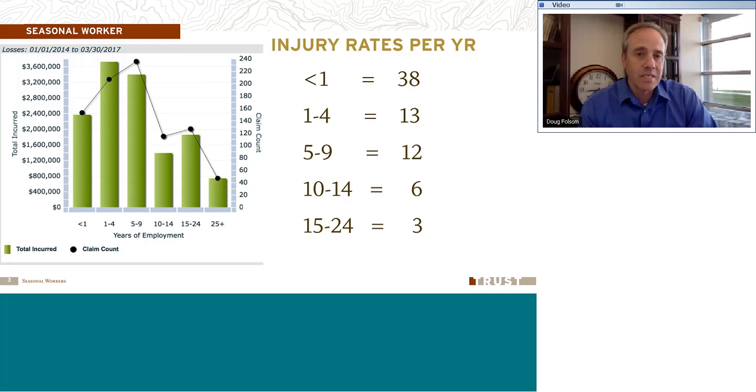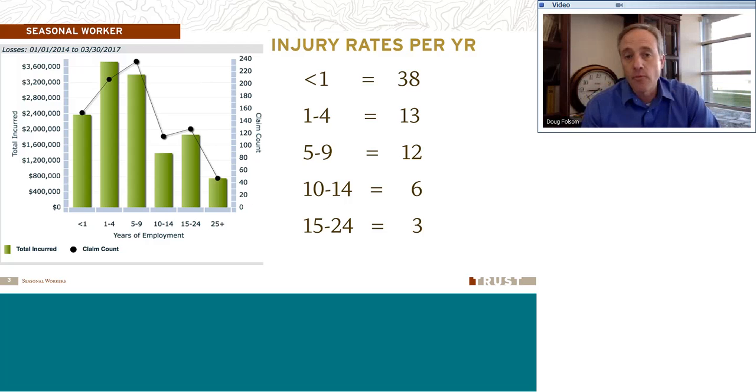So we see just right there, there's an increased risk that's very significant. How do we keep these employees safe when they're out there? Why do we have such a higher rate of injury for these employees in their first year? And there's a lot of factors going into this.